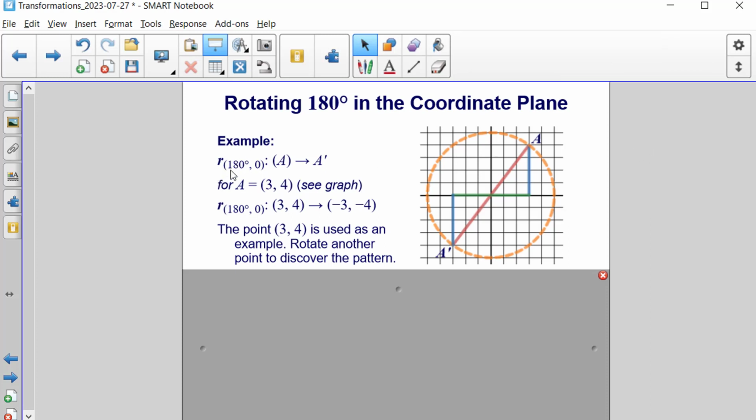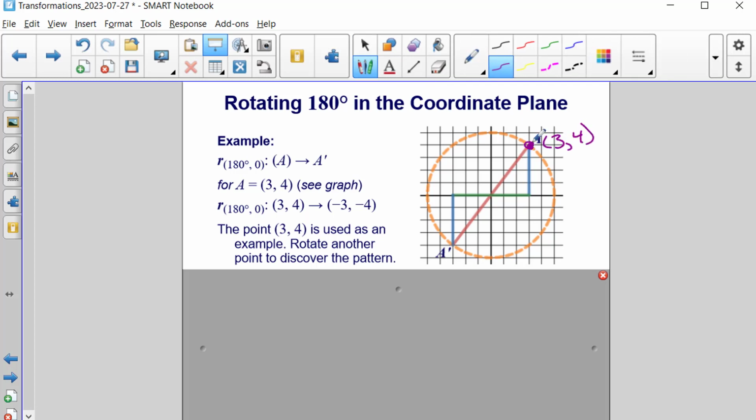What about rotating 180 degrees in the coordinate plane? For example, if we rotate A 180 degrees about the origin, we get A prime. For A being at the point 3, 4, right here, our A prime after the 180 degree rotation counterclockwise becomes -3, -4.